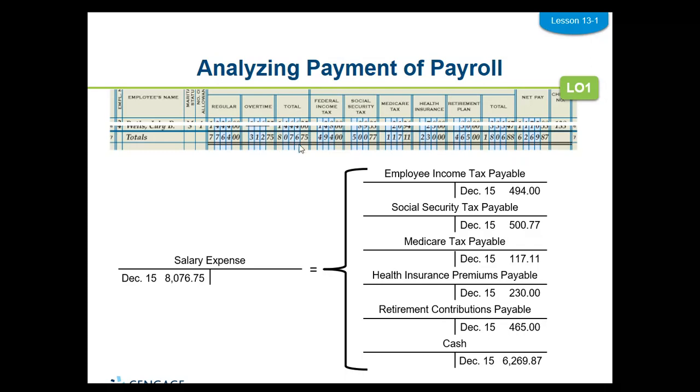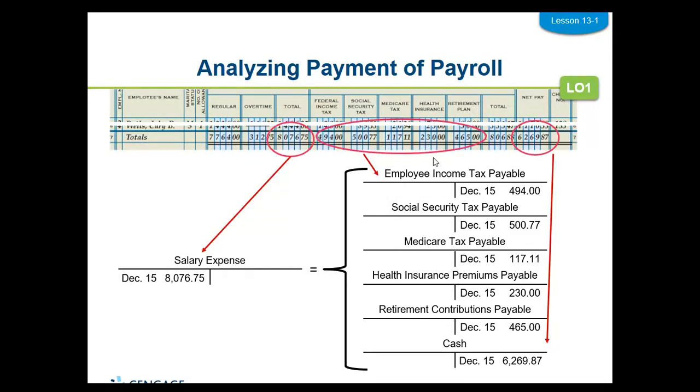So you have this total earnings. What they made is a debit to salary expense. Everything that you withheld from their checks goes into those liability accounts. And then your total earnings minus your deductions is your net pay, which is the amount of the checks. And that is our credit then to cash.